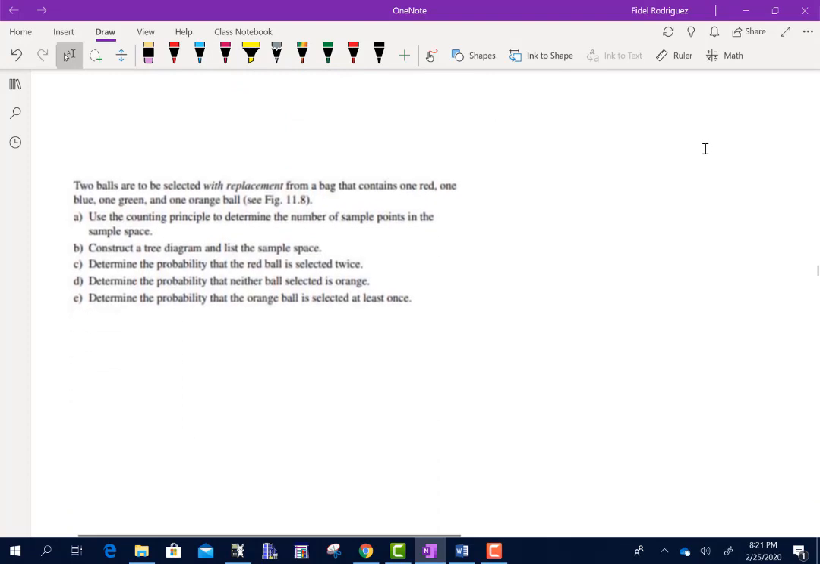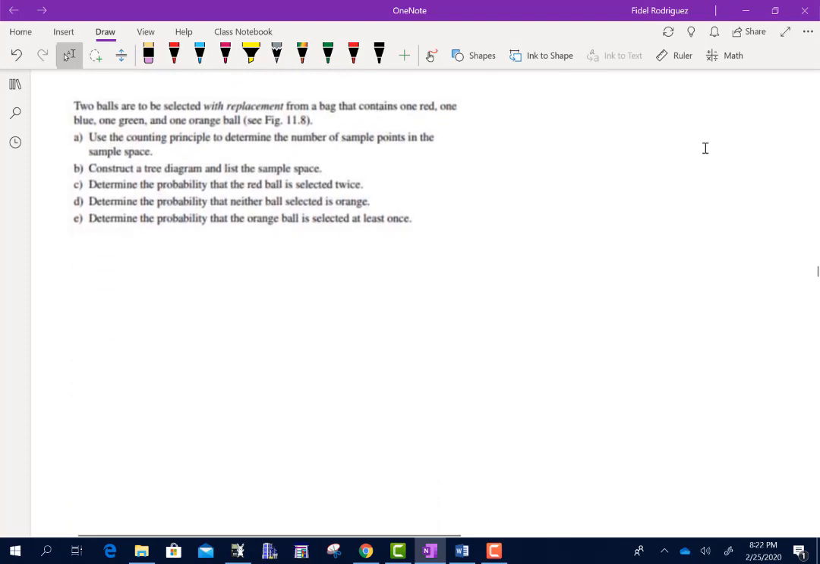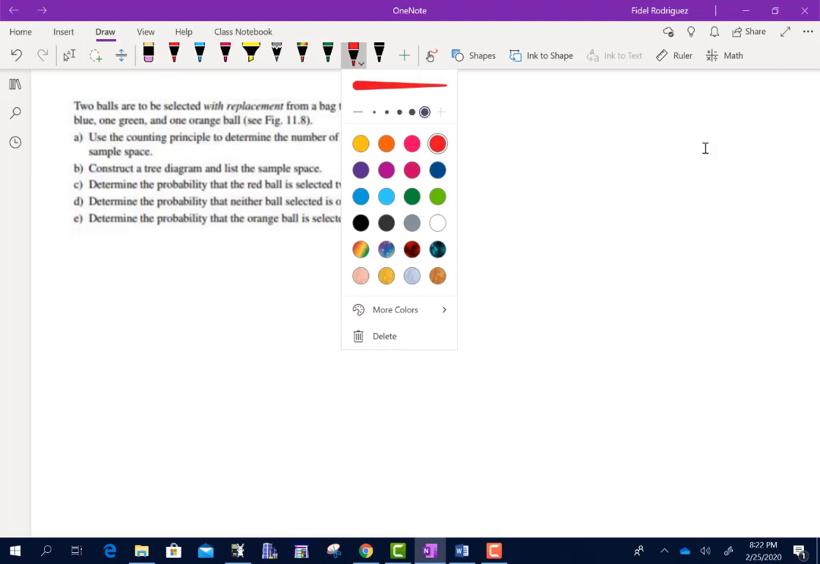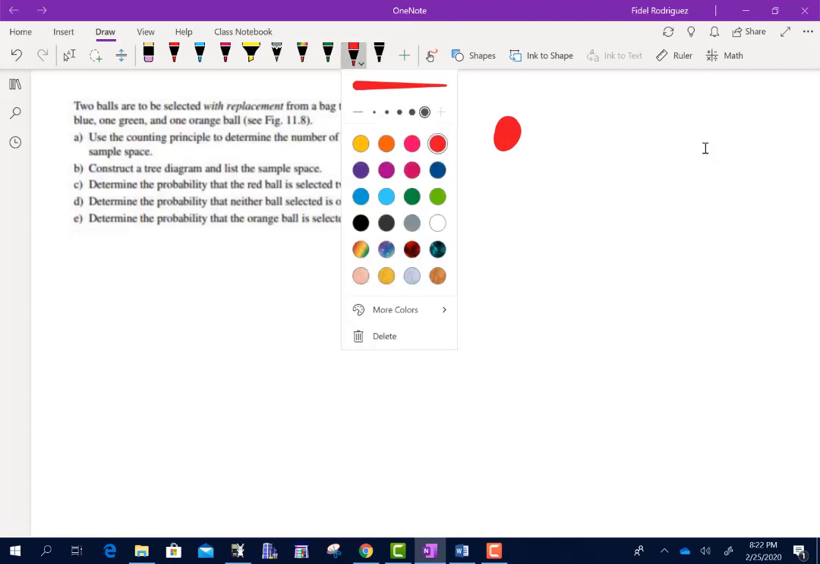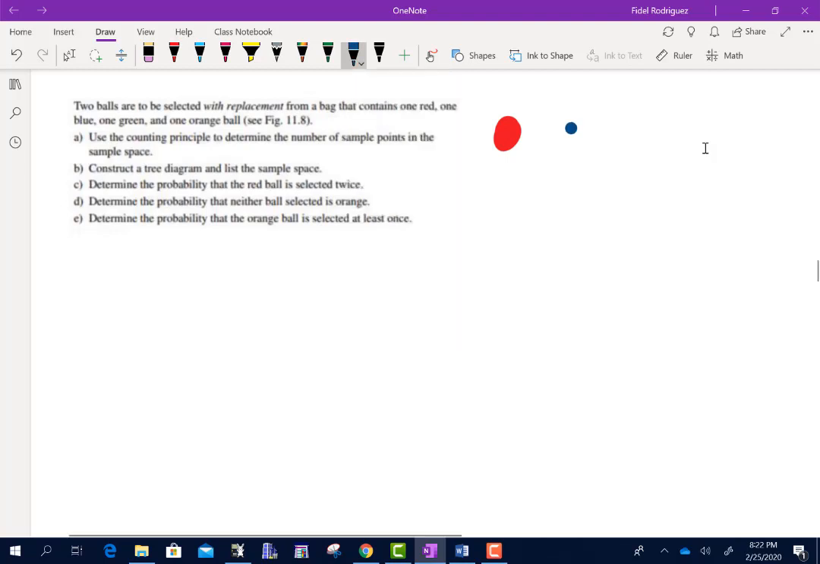Alrighty. Let's take a look at the next problem here. It says 2 balls are to be selected with replacement from a bag that contains 1 red, 1 blue, 1 green, and 1 orange ball. Okay. So one of the balls is going to be red. Okay. So there's a red ball. Let's see. 1 red, 1 blue. So one of them is going to be blue. Let's go with this one here.